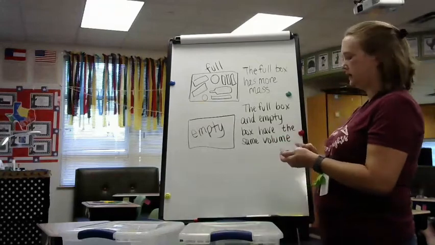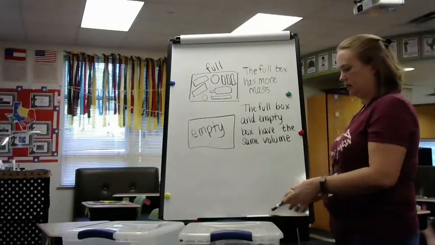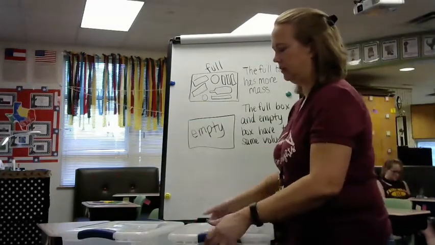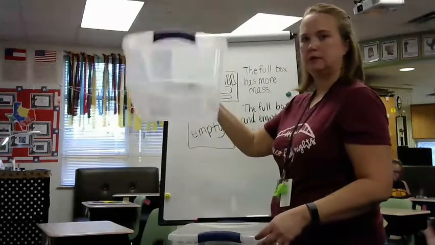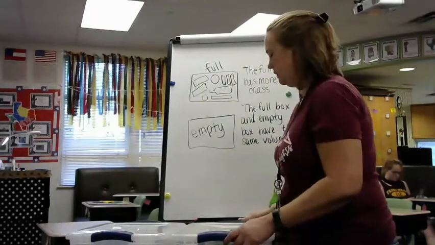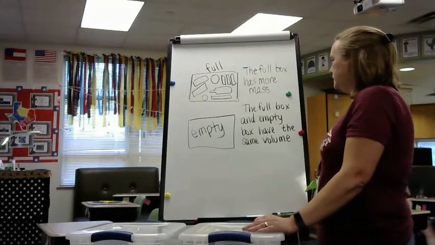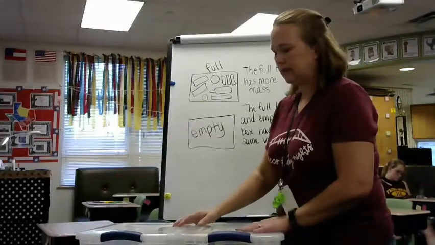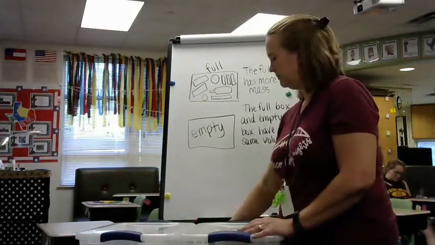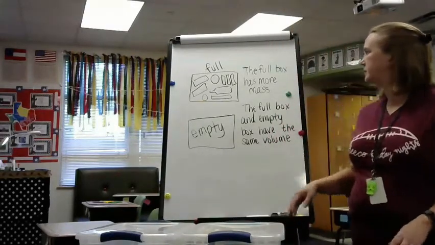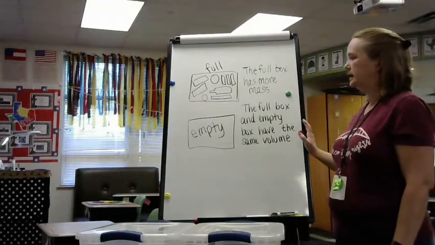So the full box has more mass, and you can probably tell whenever I pick it up, it's much heavier to pick up than this empty one. The empty and the full box have the same volume. They take up the same amount of space. So that's the difference between mass and volume.